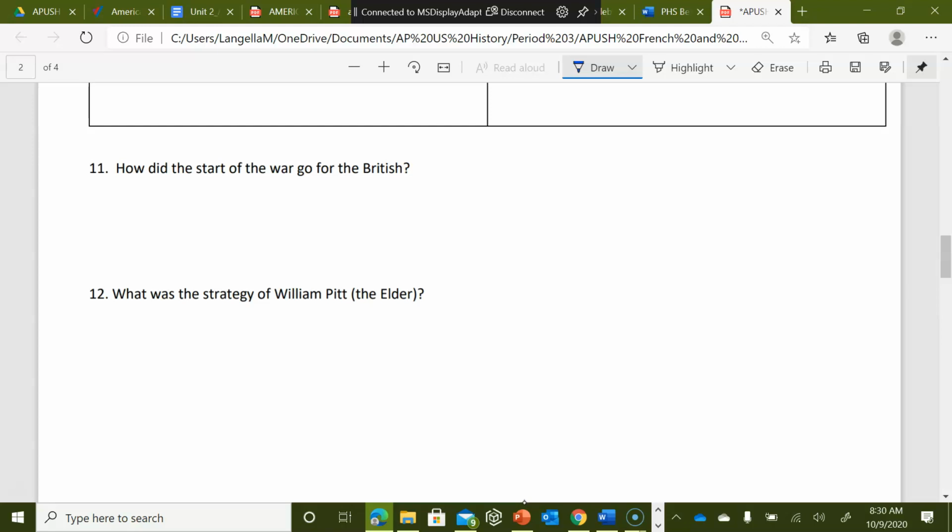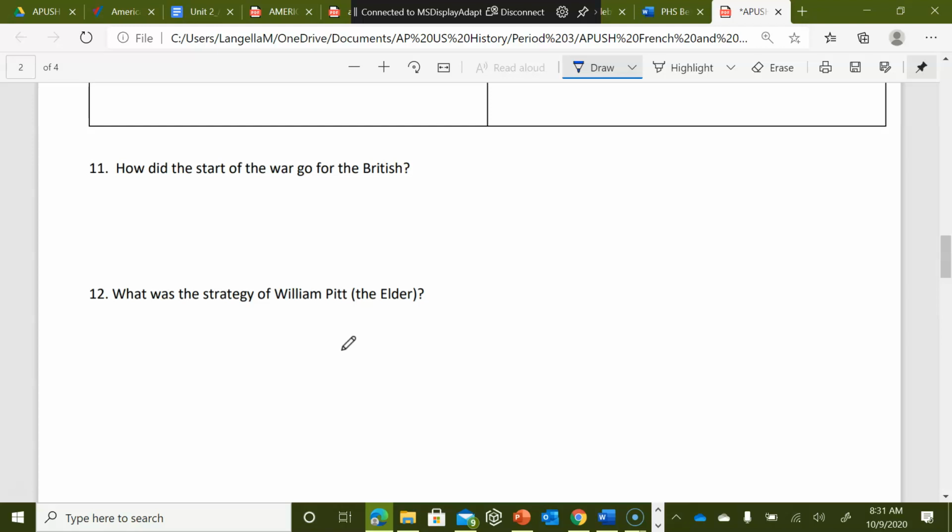Their General Braddock had died. About 2,000 British troops were killed. It was a really horrible loss for them, and they had to replace him with William Pitt. Right. So what was his strategy? This is number 12. What was his strategy?